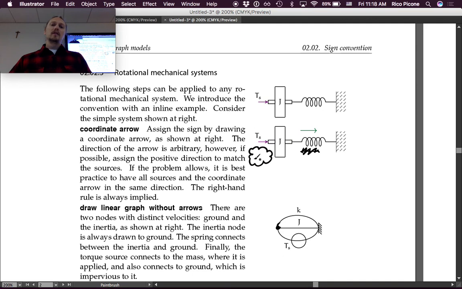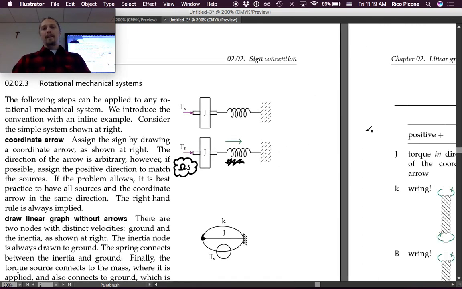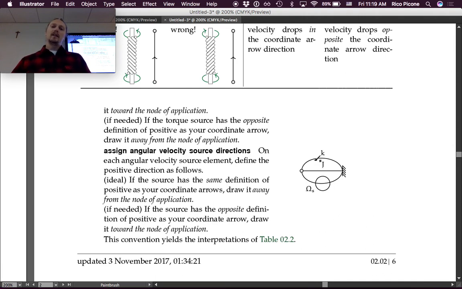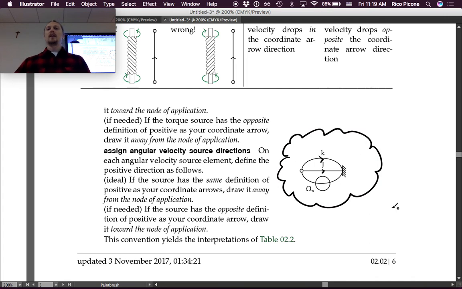If you can imagine for a moment, we have an angular velocity source with a heavy pen here, omega s. And if that was the case, then this is all imaginary, right? It means it has complex plane representation. That was just a stupid joke.